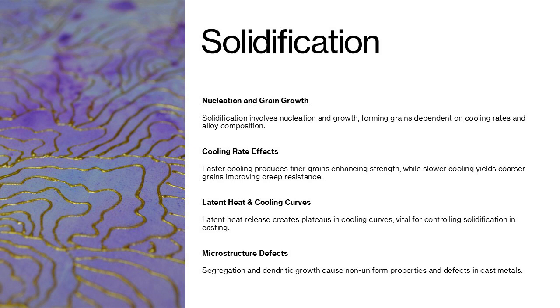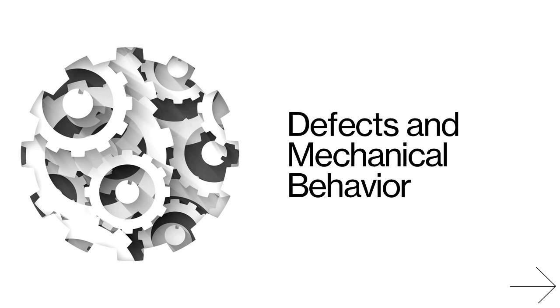Segregation of alloying elements and dendritic growth can lead to non-uniform properties and defects in cast components. Understanding solidification mechanisms allows engineers to optimize casting and welding processes, minimize defects, and achieve desired mechanical properties through controlled cooling and post-solidification treatments. Now, let's discuss crystal defects and how they impact mechanical behavior.